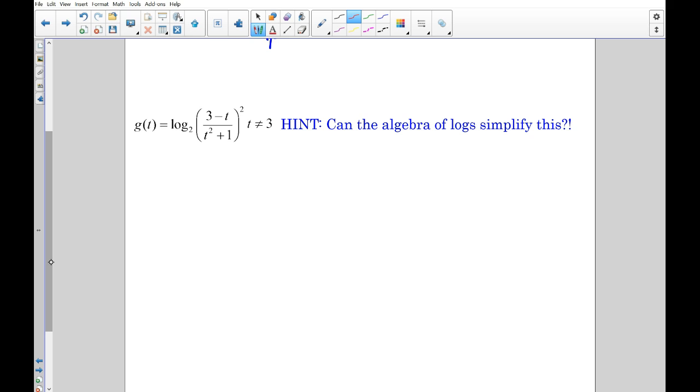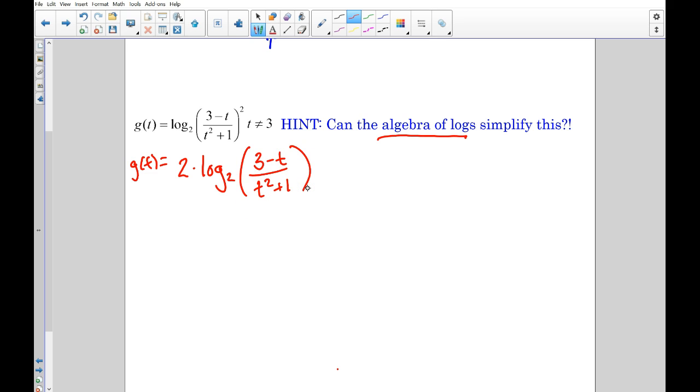So g of t looks very complicated, but this is exactly why I want you to take some time and review those log properties, because we can use the algebra that we get from logs to simplify this. Using the power law of logs, I can write this first. I am not differentiating. This is still just g of t. This is equal to 2 times log base 2 of (3 minus t) over (t squared plus 1).